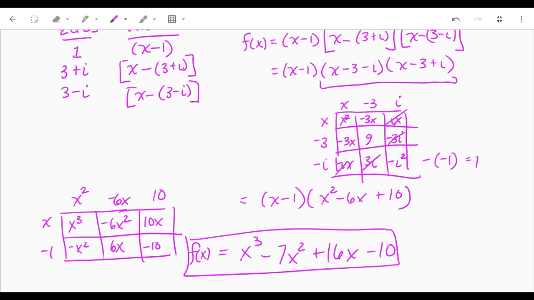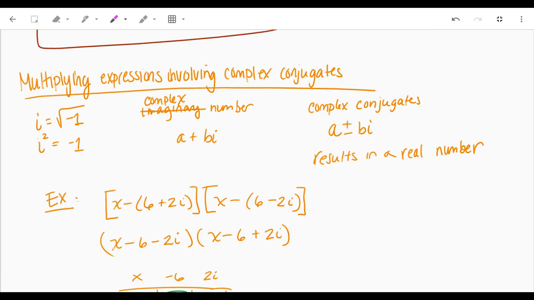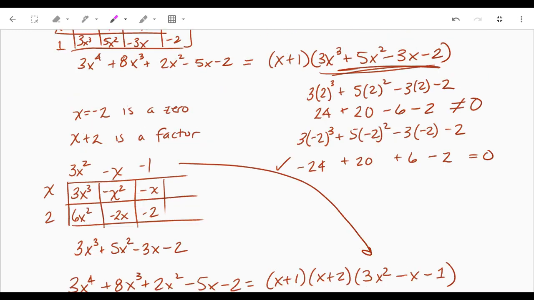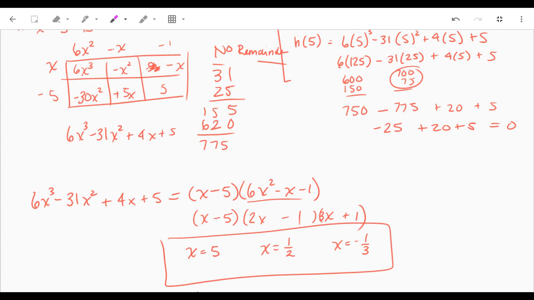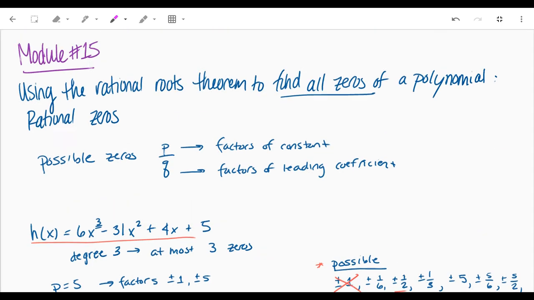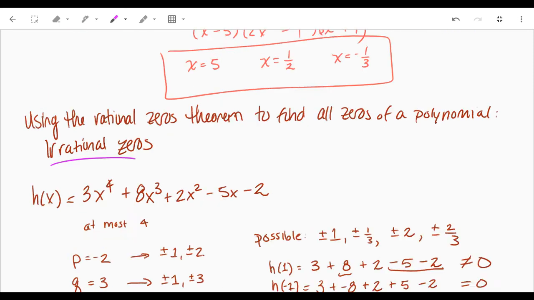Next one, we've got using the rational zeros theorem to find all zeros of a polynomial with complex zeros. So we're going to go back to what we had here. Here we had rational zeros and irrational zeros. Start with rational. Now we're going to do the same thing, but we are going to have complex zeros.